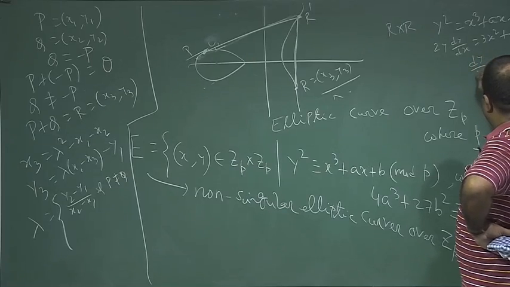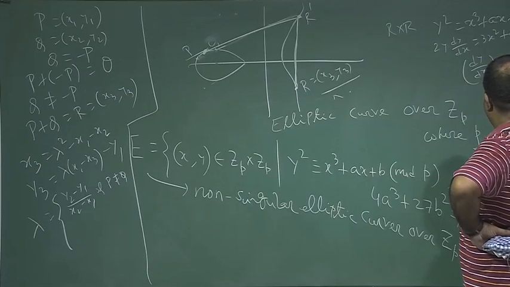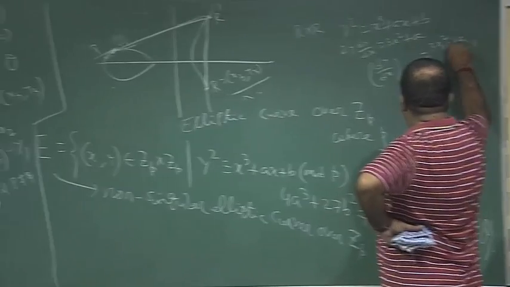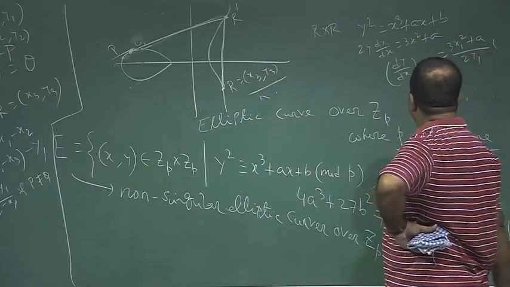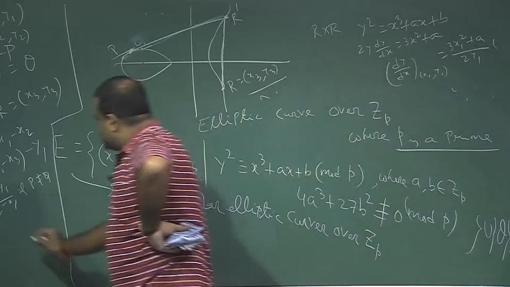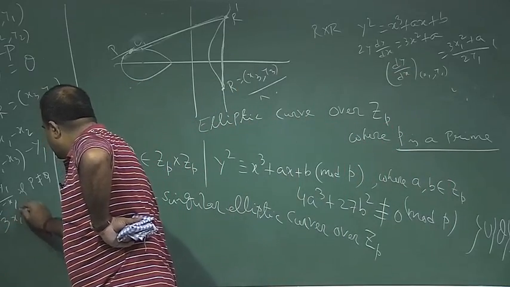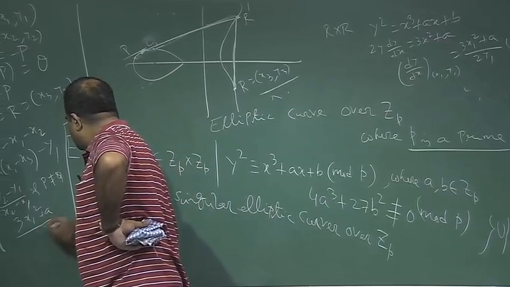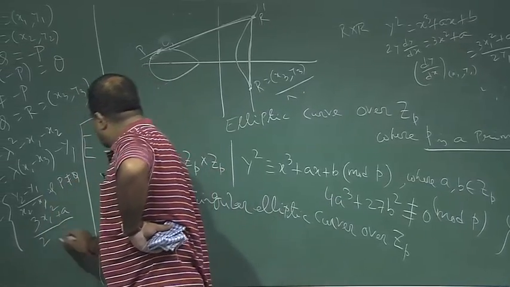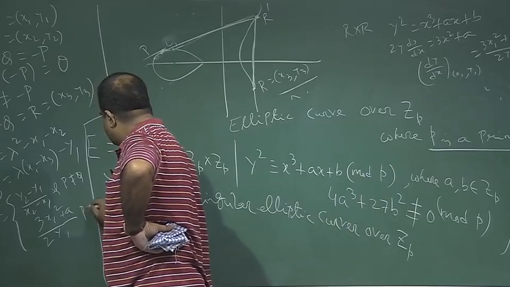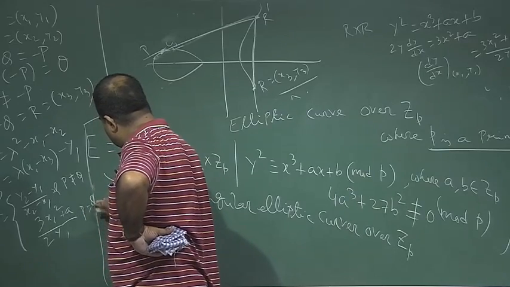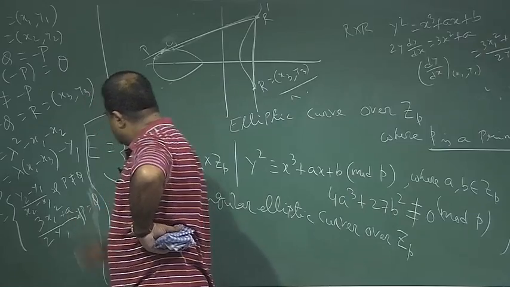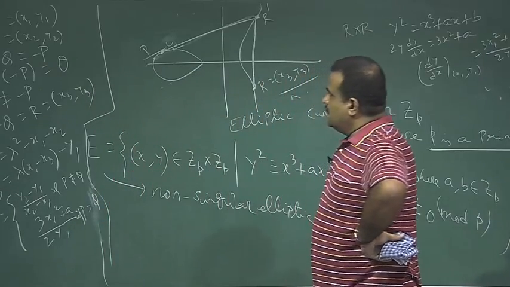So, dy/dx at the point (x1, y1) is basically (3x1² + a) / 2y1. So, this is basically (3x1² + a) / 2y1 if P is equal to Q. Okay, if P is equal to Q. So, this is the formula for P plus Q.